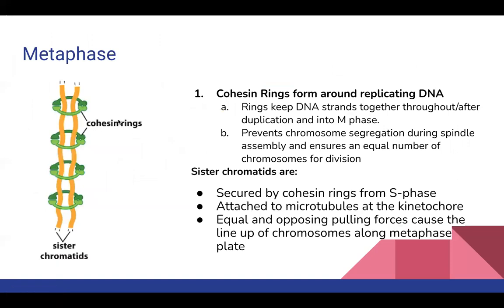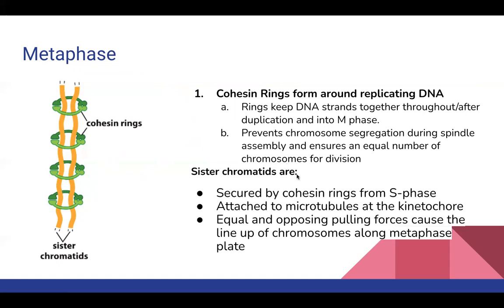So after all that, we have metaphase. And just to go over, during S phase, we have those cohesin rings that will form around the replicating DNA. The rings will keep the DNA strands together throughout and after duplication and into M phase. And that's going to prevent chromosome segregation during spindle assembly and ensure an equal number of chromosomes for division. So everything will stay together during M phase until it needs to be separated.